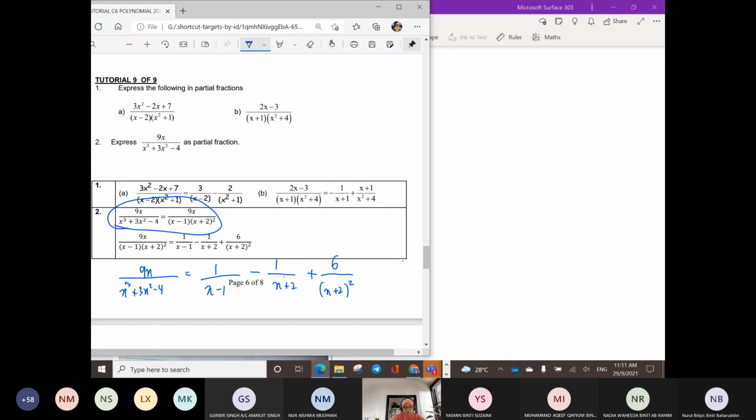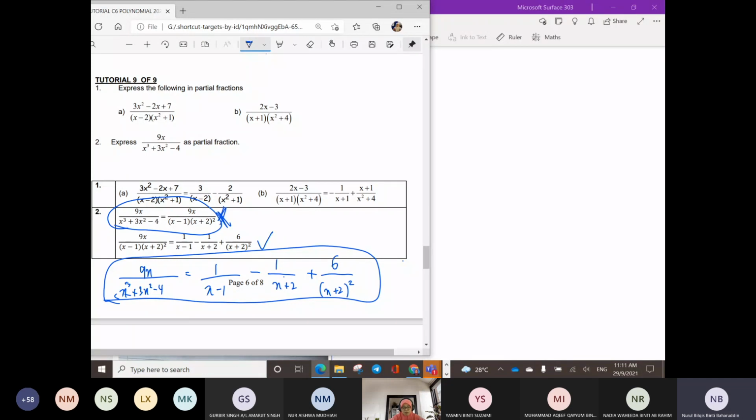Faham? Okay, sebab kamu dah nyatakan formulation kamu di atas. Okay, jadi kalau kamu tulis jawapan macam ni, kamu dah selamat. Kamu selamat kalau mark scheme diberi begini. If the mark scheme given is like this. Okay, sebab kamu ada benda ni.